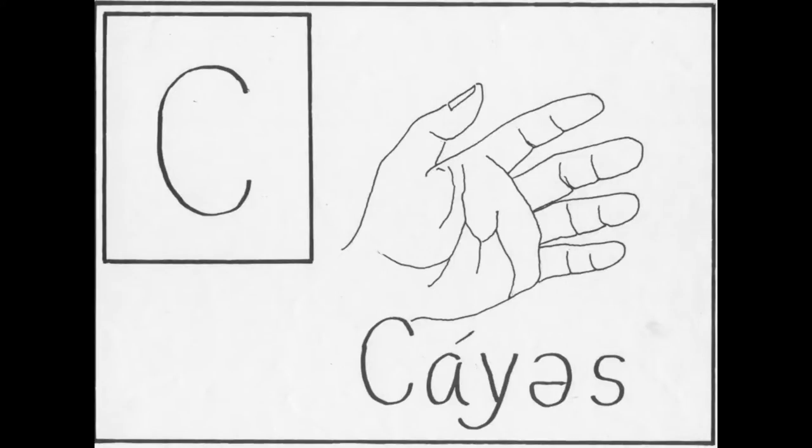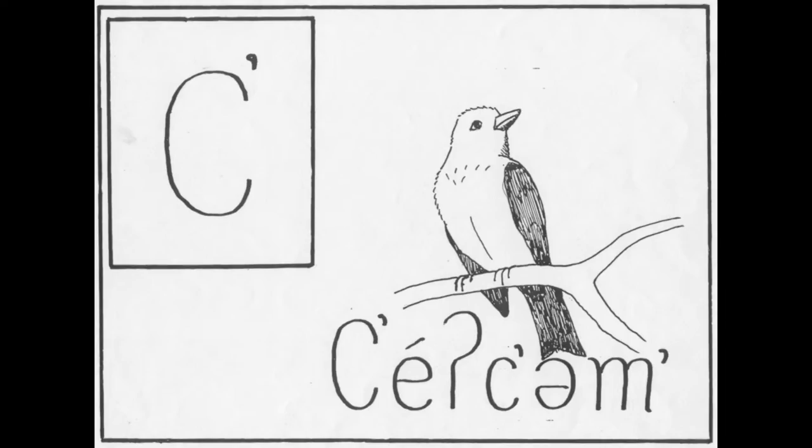The letter C is pronounced as a combination of the letters T and S, like at the end of the English word hats. It's in the Klallam word for hands. Size. A C with an apostrophe is called an ejective C. It's like the C, but ejected out of the mouth with a strong pop.